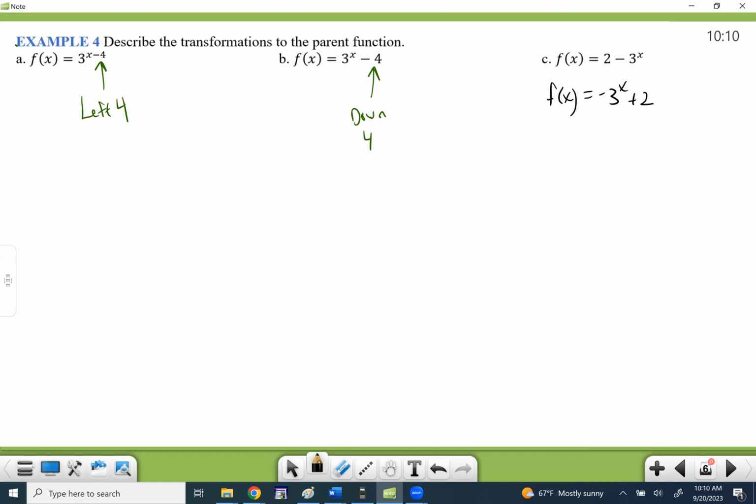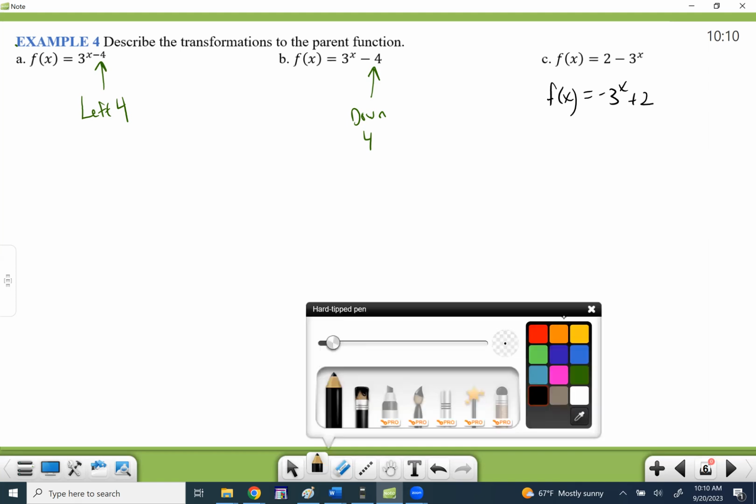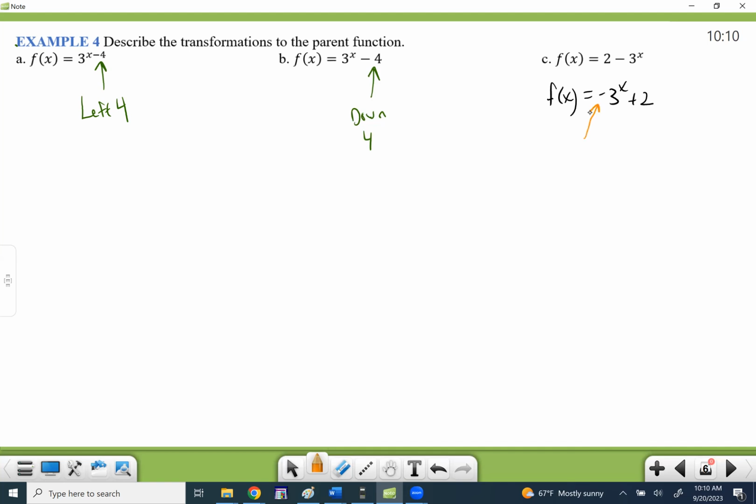So we actually have a couple transformations here. We have a negative out front. So that is going to reflect over, hopefully you remember, the x-axis. You're probably going, hey, I don't remember when it does the y. If it had done the y, the negative would have been with the x, like that. It would have been inside the function.